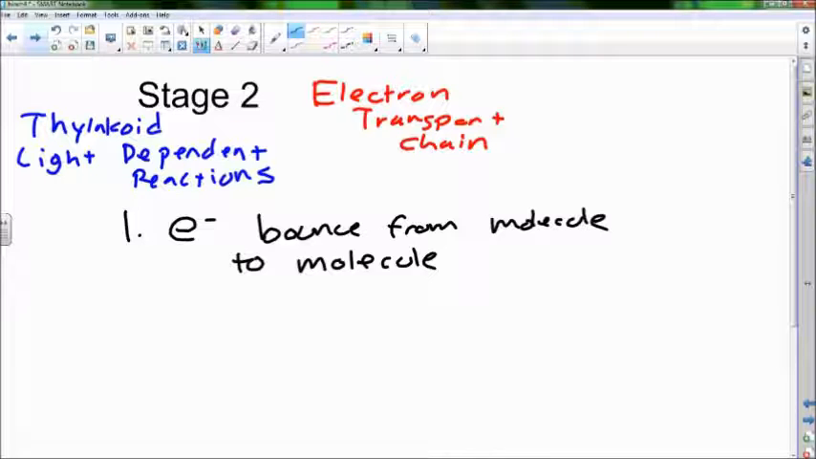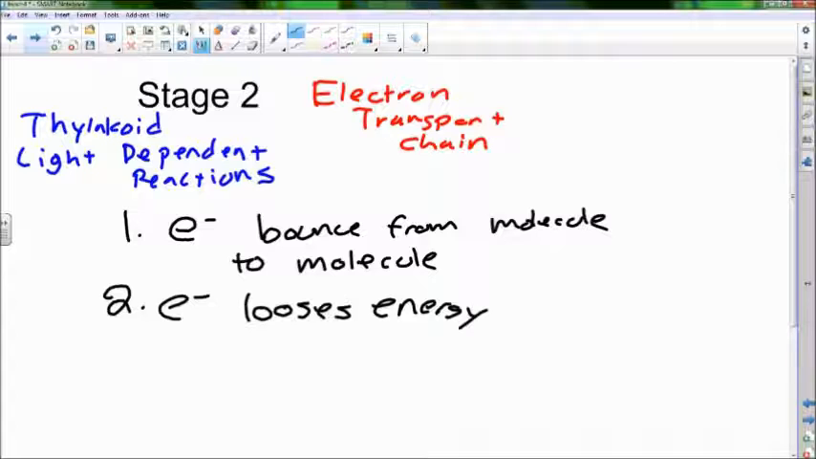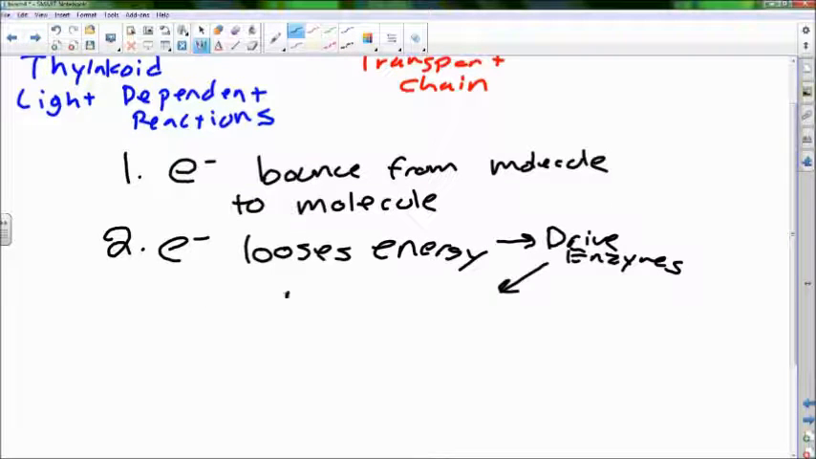Now, as it bounces along, the electron loses energy. And that loss of energy is going to drive enzymes. So the electron, as it bounces from molecule to molecule, is going to kind of give up some of its energy to certain enzymes that are going to be in the thylakoid. And those enzymes are going to make a certain molecule called NADPH.